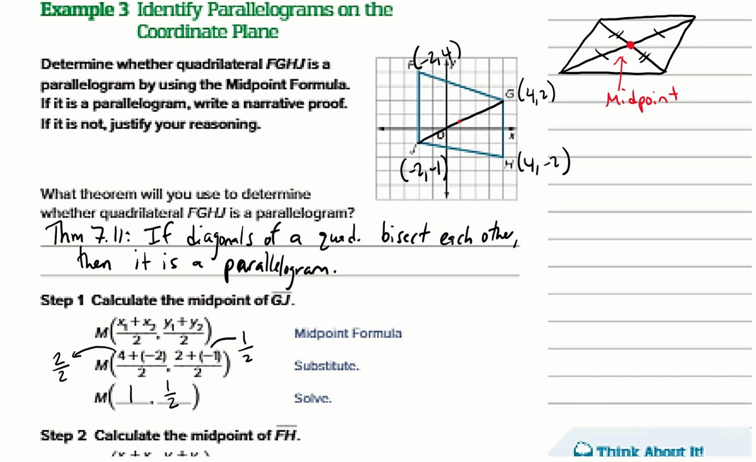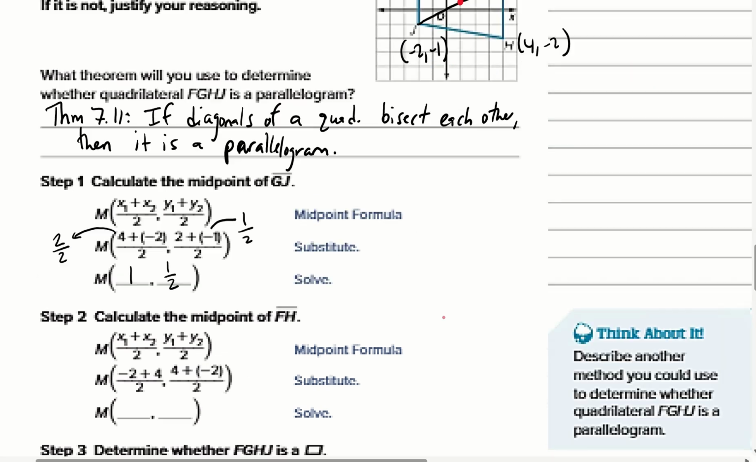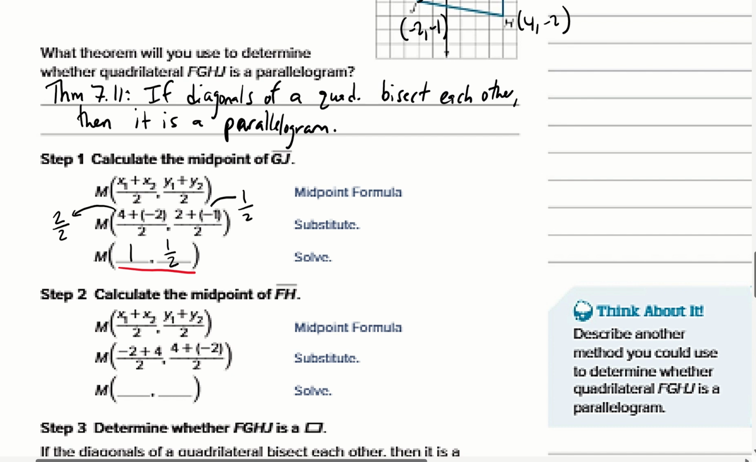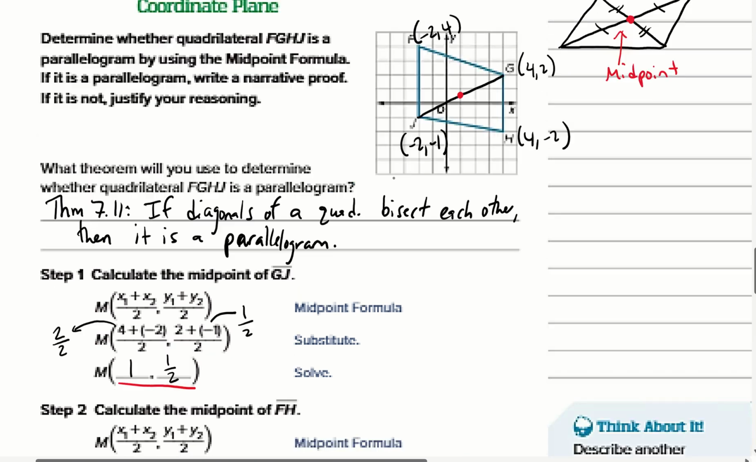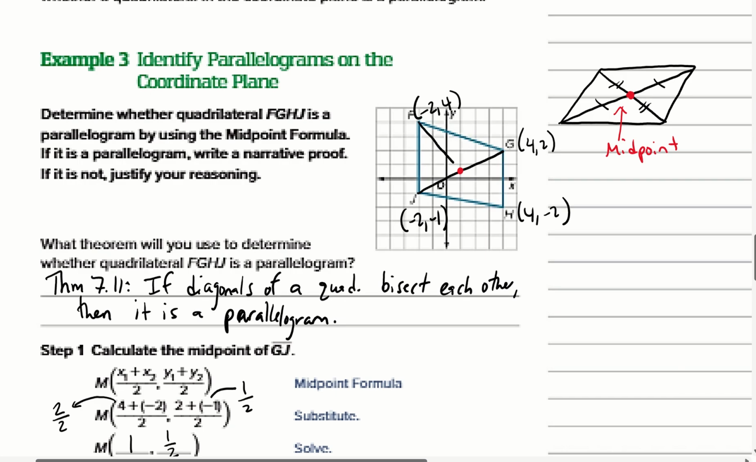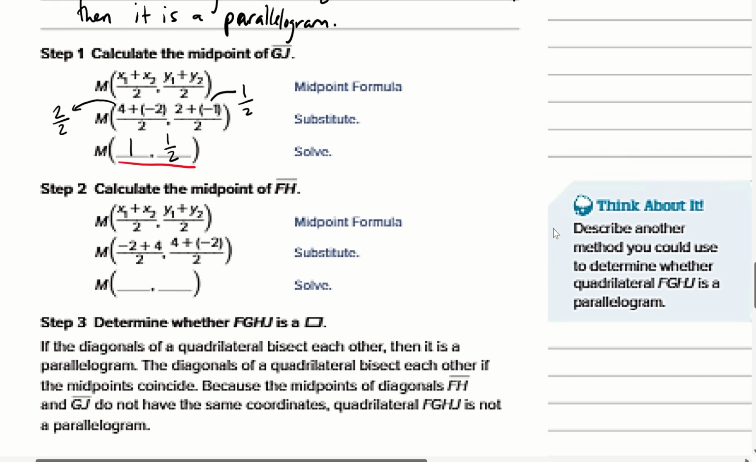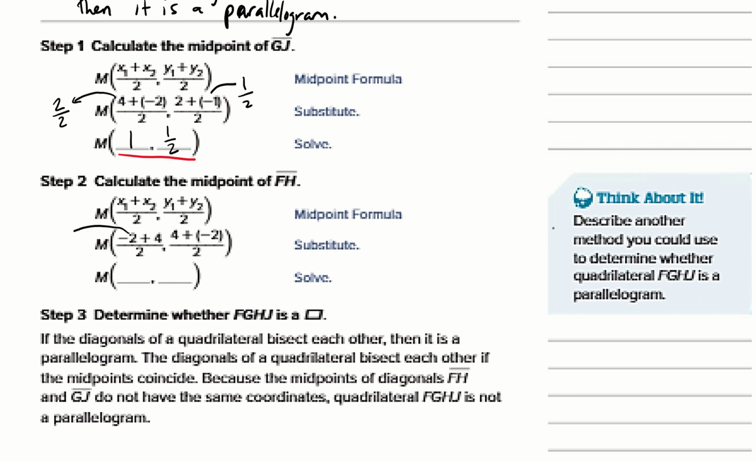So 1 and 1/2. That's what this point in red represents. Now we want to find the midpoint of FH as well, and see if it crosses at the same point. So we're going to do x1 plus x2 divided by 2, and y1 plus y2 divided by 2. Here we got -2 plus 4 is 2, 2 divided by 2 is 1, and then 4 plus -2 is 2, 2 divided by 2 is 1.